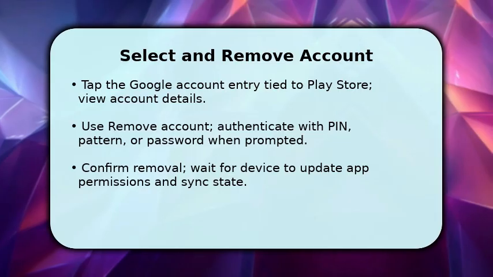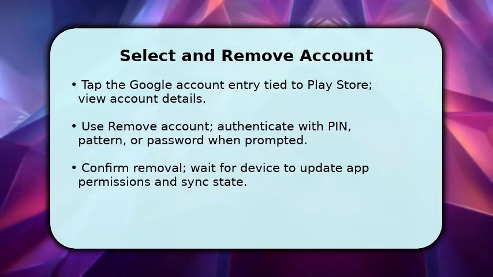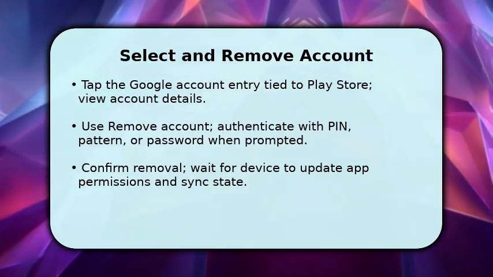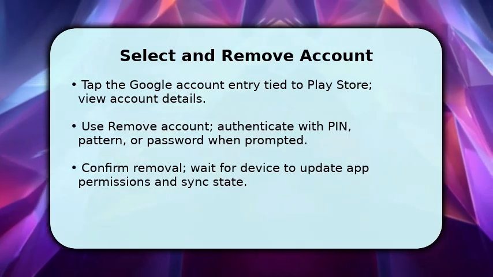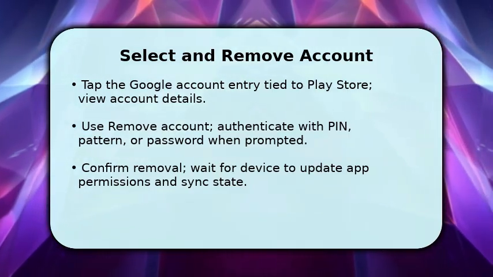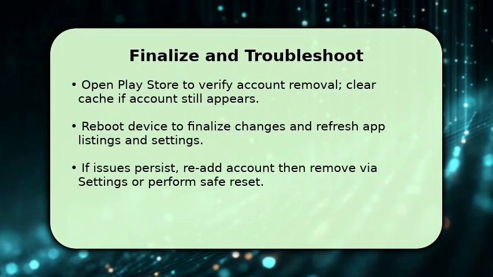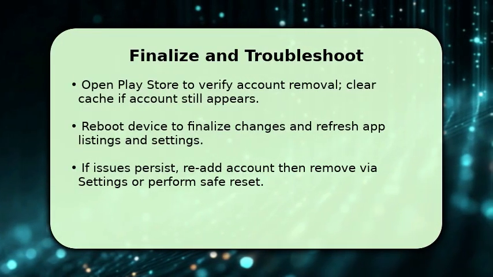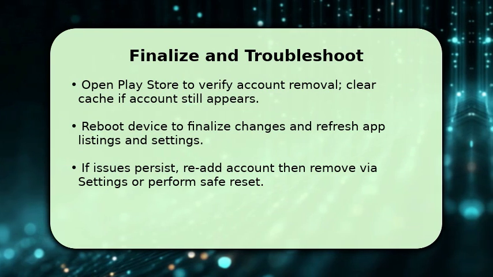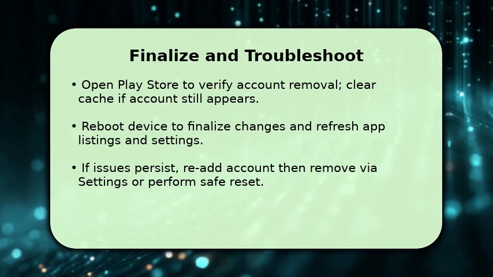After confirming, allow the device a moment to update app permissions and sync state. Some apps may prompt you to sign in again or lose saved data if not backed up. To finish, open Play Store and check that the removed account no longer appears. If it still shows, go to Settings, Apps, Google Play Store and clear cache and storage, then reopen.